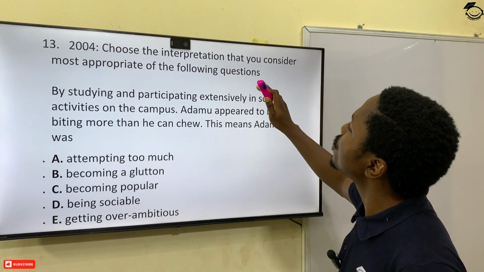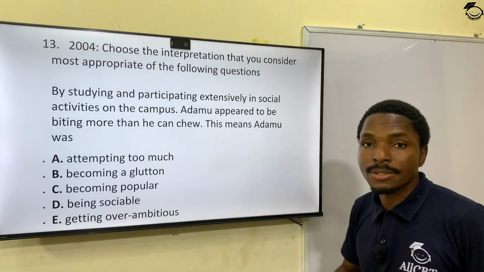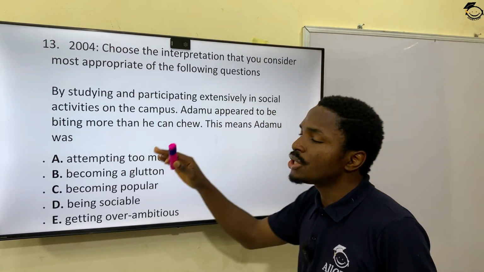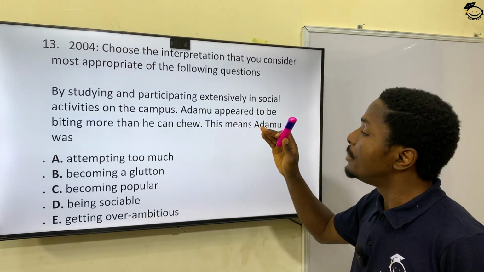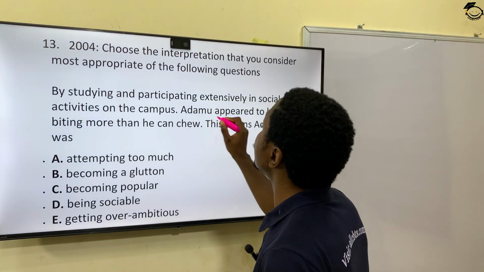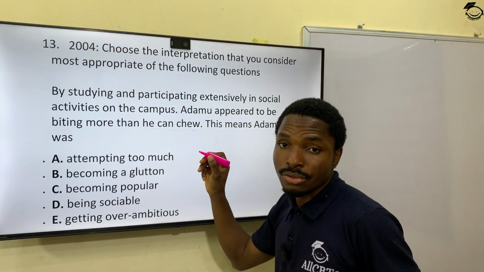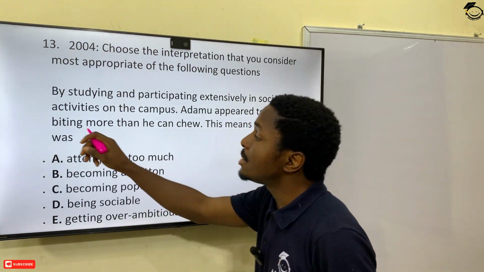Question 13 from 2004. Choose the interpretation that you consider most appropriate of the following questions. By studying and participating extensively in social activities on the campus, Adamu appeared to be biting more than he can chew. That's where the emphasis is. Biting more than he can chew is an expression. This means Adamu was what? Biting more than he can chew.